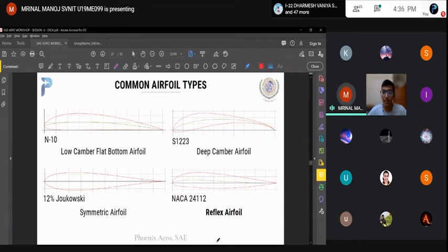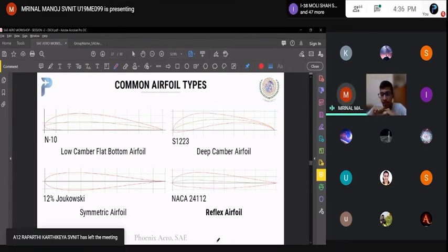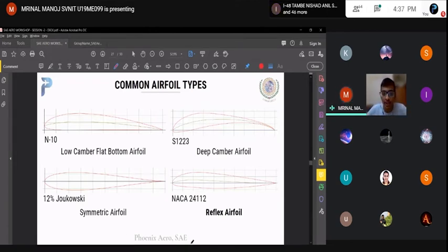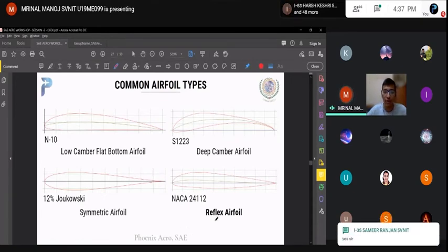I don't know if you guys have heard about flying wings. A flying wing does not have a body or a fuselage, and it does not have a tail. It's just a wing. It's like a triangular wing. I think all of you might have heard about the aircraft called the B-2 bomber, which is exactly in the shape of a flying wing. So these airfoils are basically used for flying wing type aircraft because they're self-stabilizing.